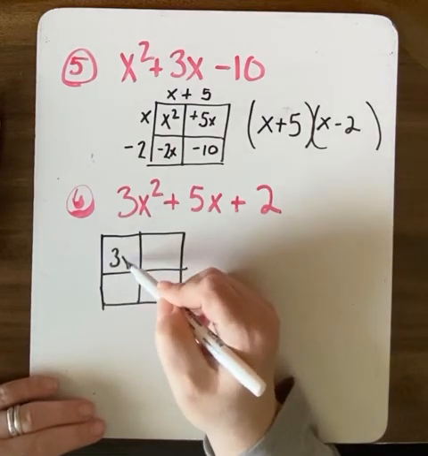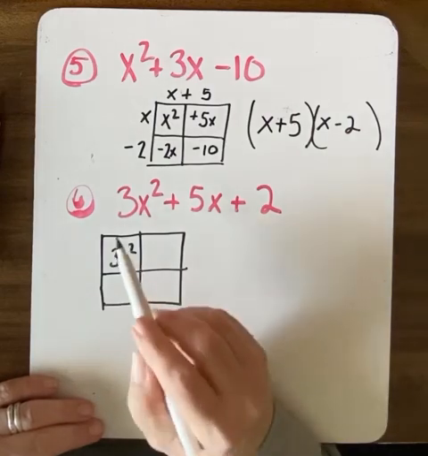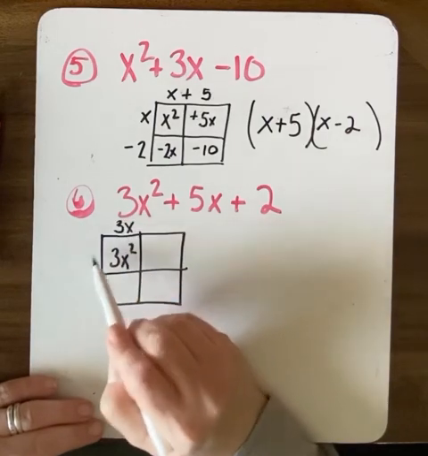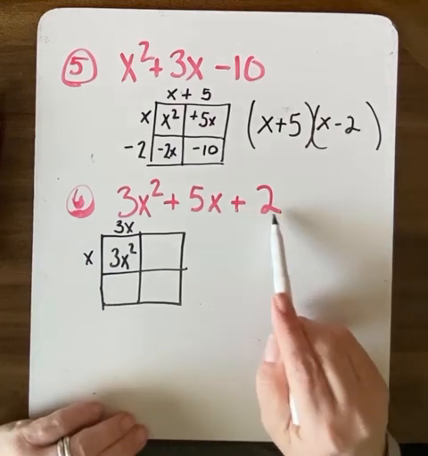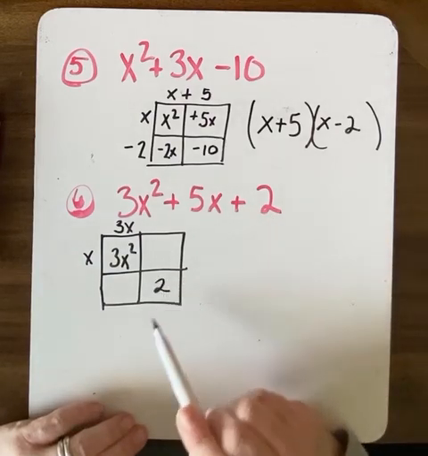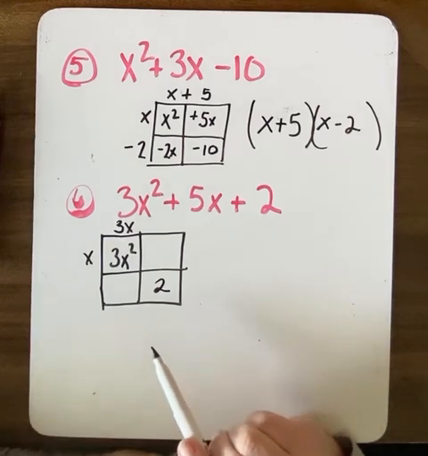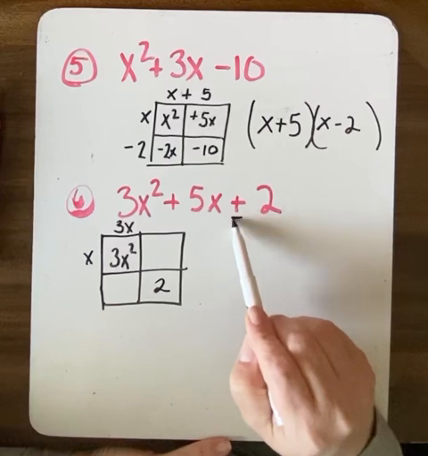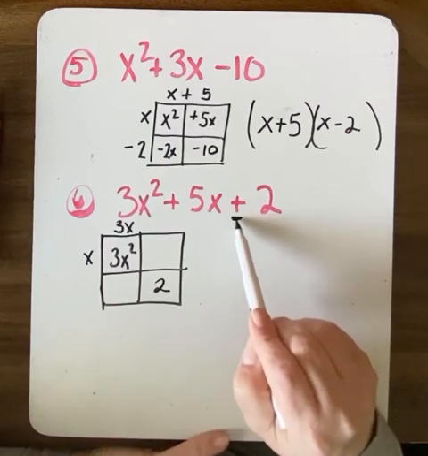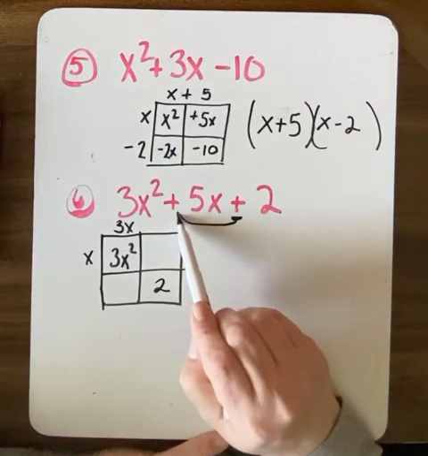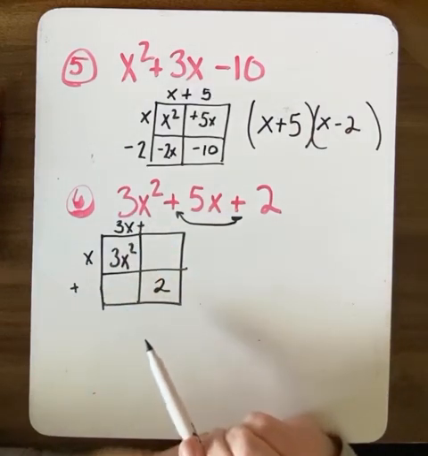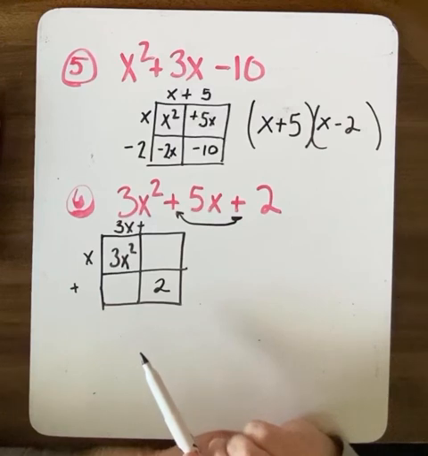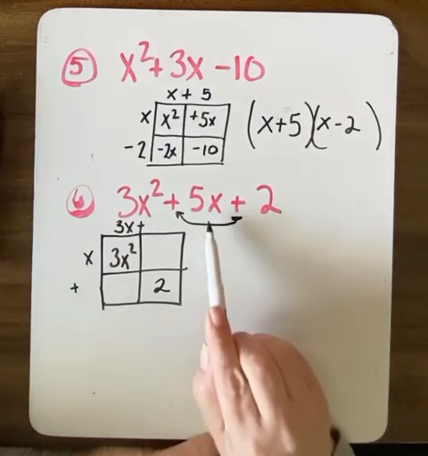We know that since 3 is prime, 3x squared can only be 3x times x. And we kind of luck out with this problem that 2 is prime, and so therefore it can only be 2 times 1. We also luck out that this is a positive, and it tells us that both of our signs here are going to be positive. So we just need to get the 2 and the 1 in the correct location to be able to make a 5.